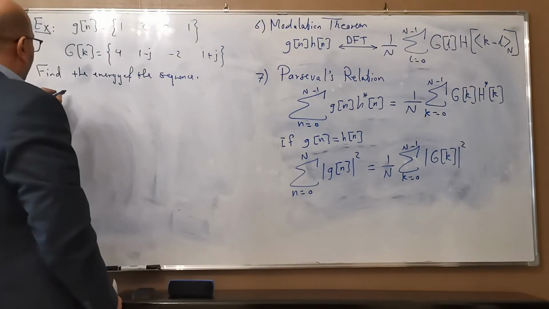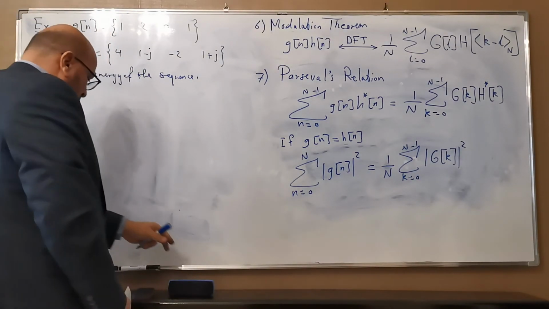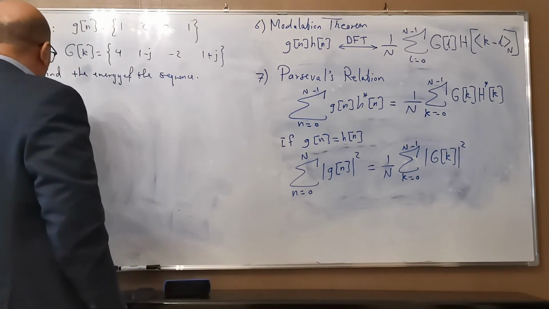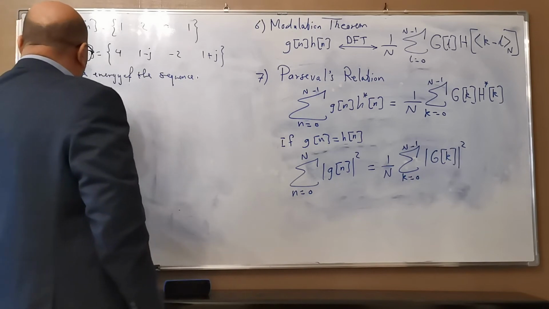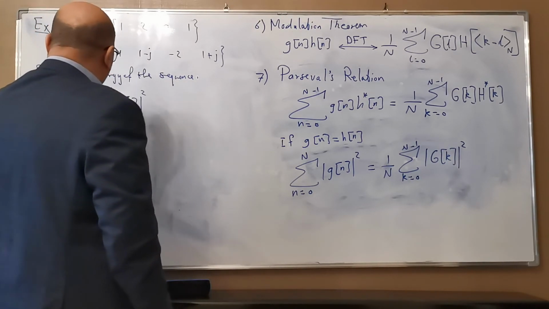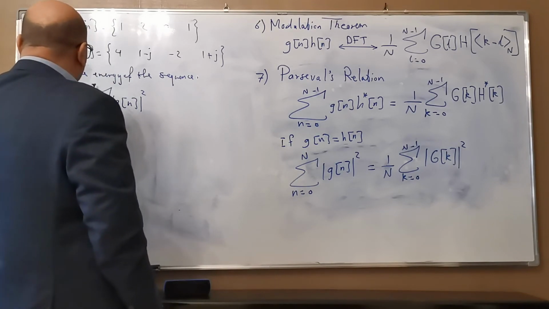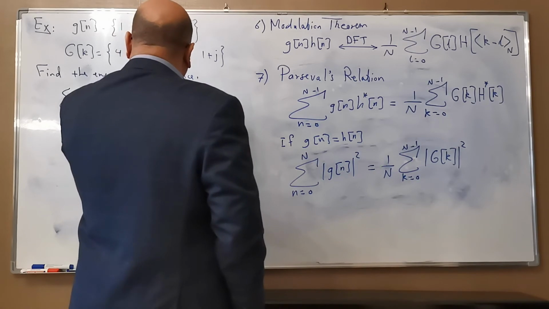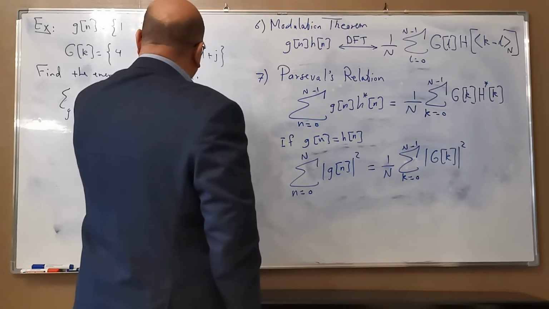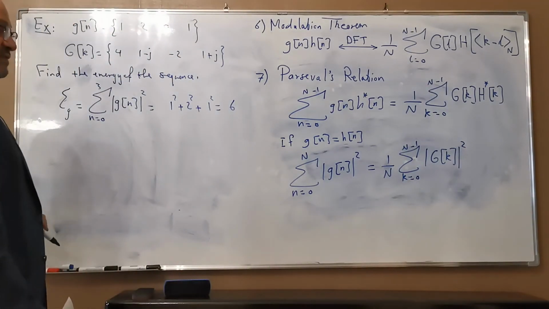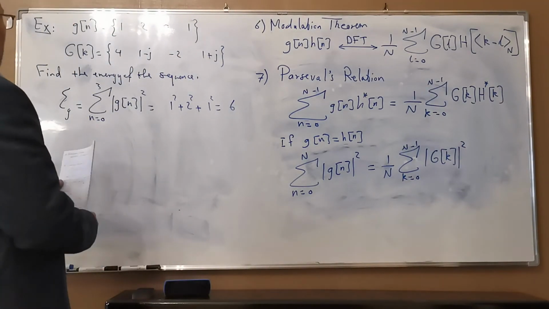We know that the energy of the sequence, E sub g, is equal to the summation of magnitude of g of n squared from n equals 0 to 3, and this equals 1 squared plus 2 squared plus 1 squared, and this equals 6. So you have 6 units of energy.